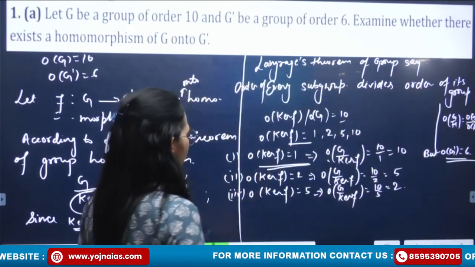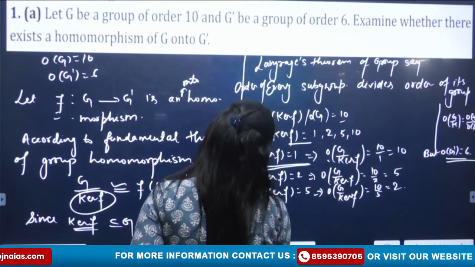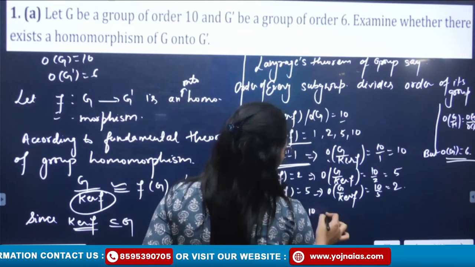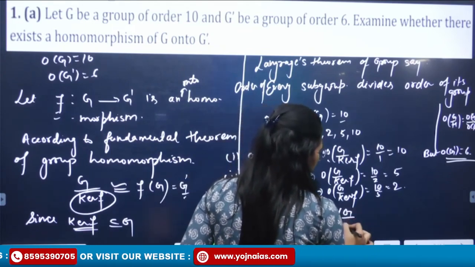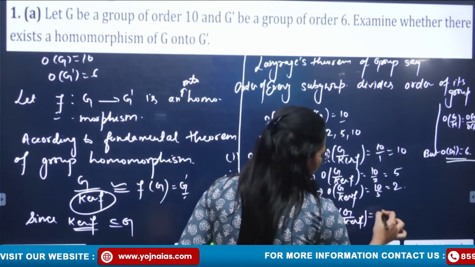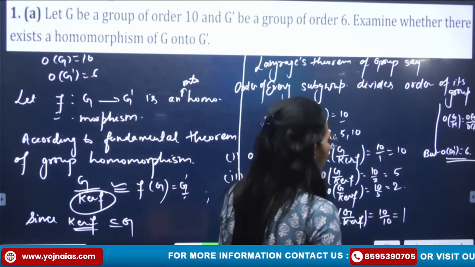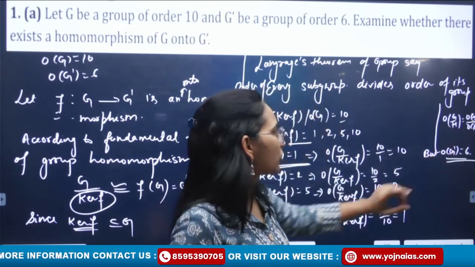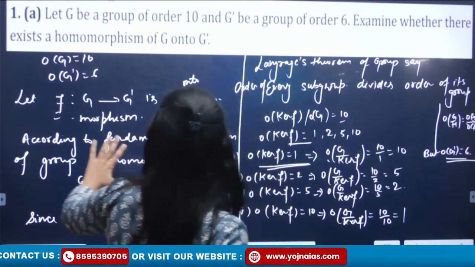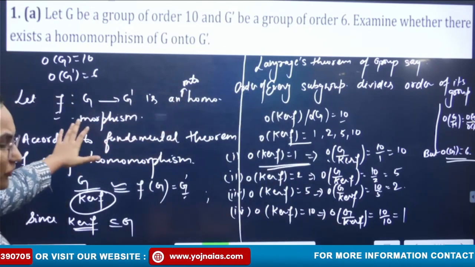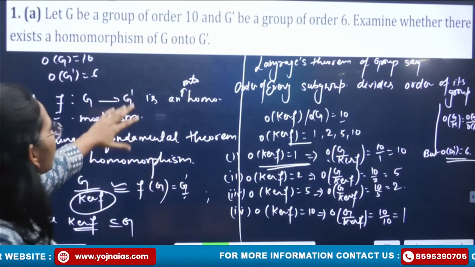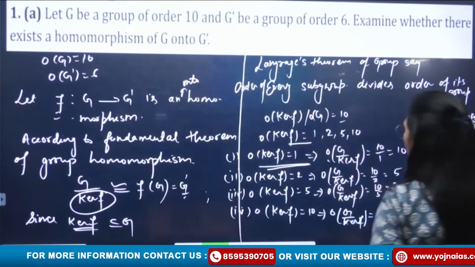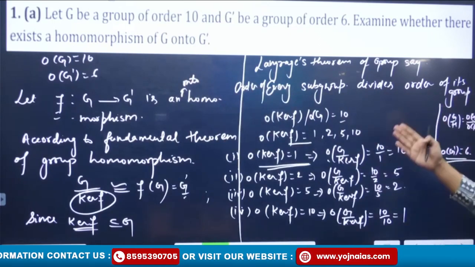Fourth case: the order of kernel of f may be 10. If this is 10, then the order of G by kernel of f is going to be 10 by 10, that is 1. So none of the orders here is equal to 6, and this cannot be isomorphic to G dash. Hence what we supposed, that f is an onto homomorphism, is not correct, and that is why there does not exist any homomorphism from G onto G dash. That is how you need to proceed.